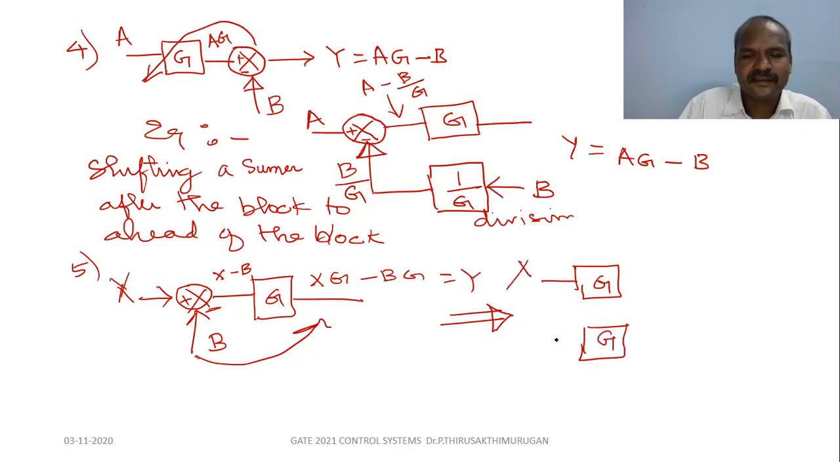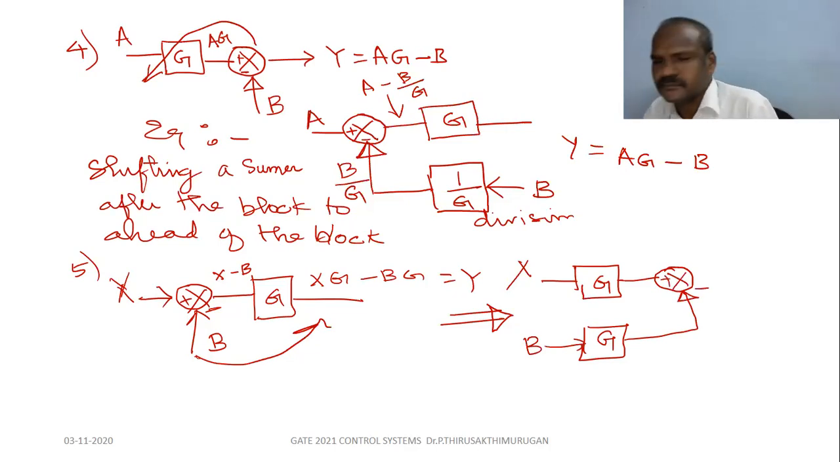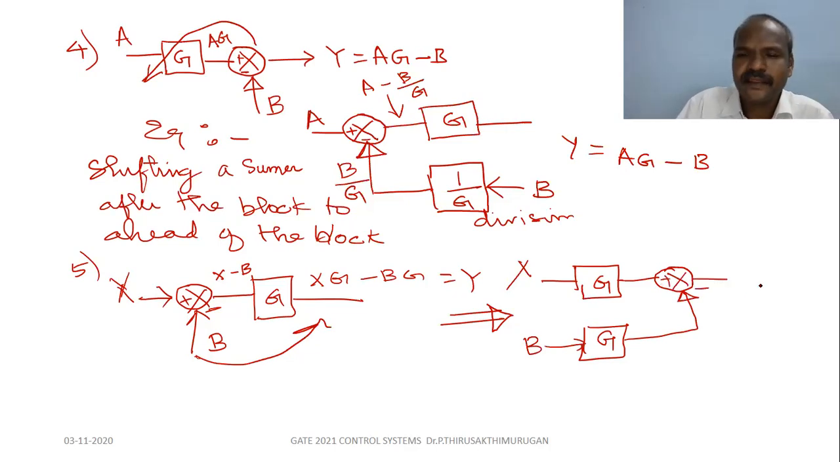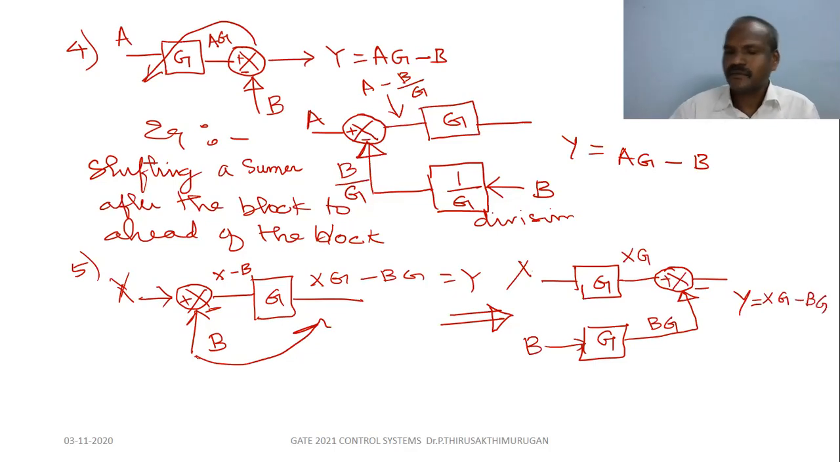So X here, B here. The sign operator, either adder or subtractor, will operate here. So what will we get? Y equal to XG here, BG here. So XG minus BG. Y equal to XG minus BG. Understand? This is another equivalent.